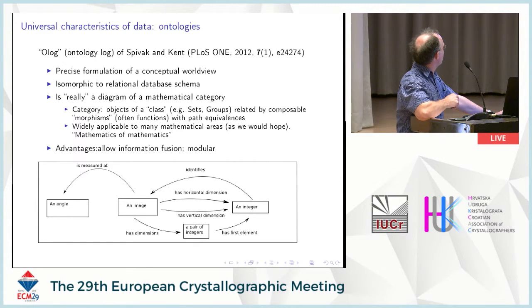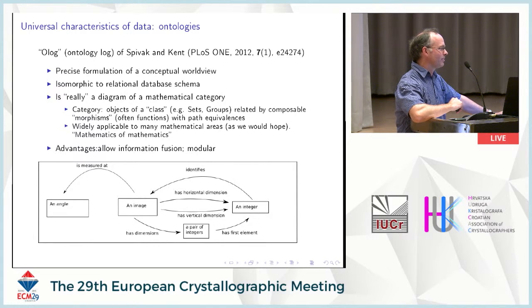So you can say, an image is measured at an angle, or an image has dimensions that are a pair of integers, and that this pair of integers has a first element that's an integer, for example. So that's the idea of encoding information in one of these ontology logs. And one of the reasons they're very promising is because this is a very thinly disguised description of a mathematical category.